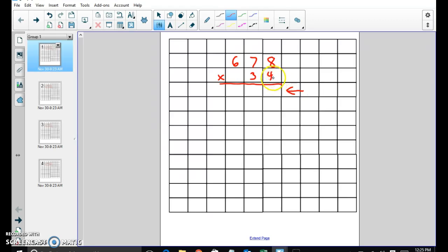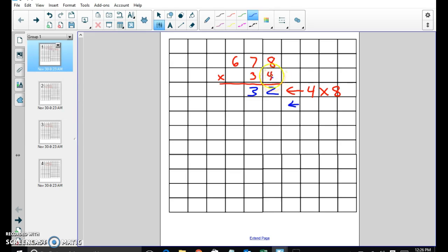So I'm going to start with this 4 and 8. Now these digits are in the ones place, so I'm going to actually do 4 times 8. Okay, so 4 times 8. Let me switch colors midstream here. That's going to give me 32.